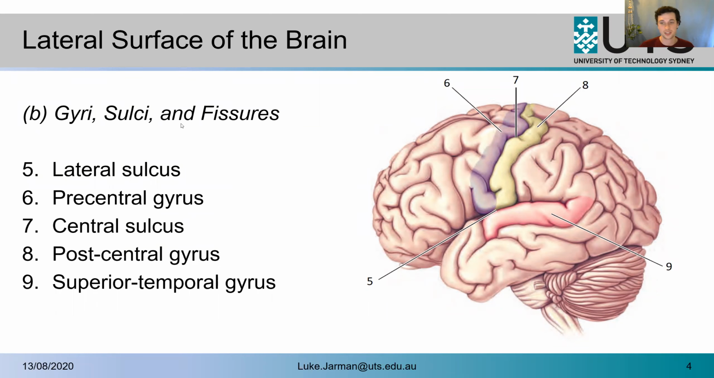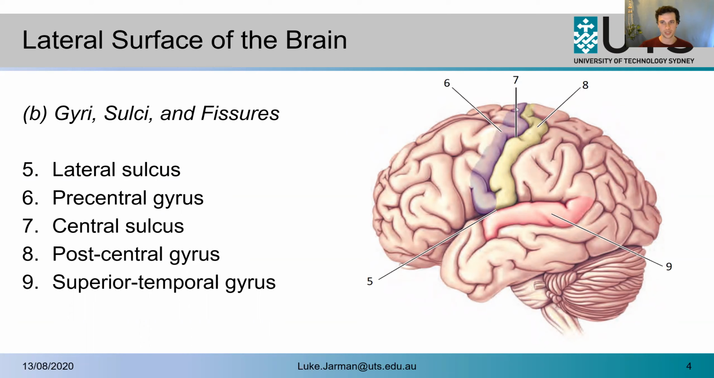Okay, and then this diagram is just explaining, oh, and a fissure is just a really deep sulci. So your lateral sulci is the main sulci that separates your temporal lobe, which is just underneath 5, from your frontal and your parietal lobes, which is just above it. And then 6, 7, and 8 are focused around your central sulcus.